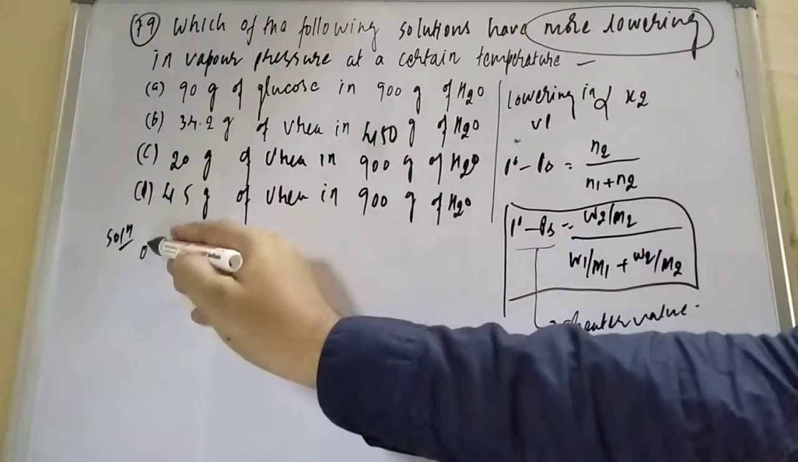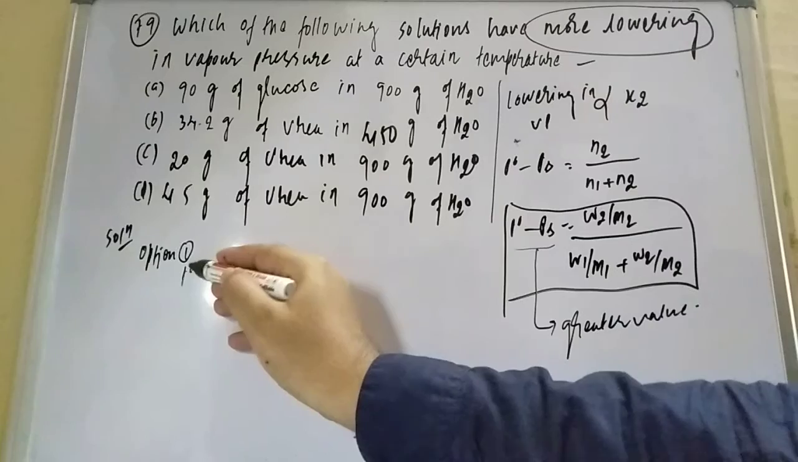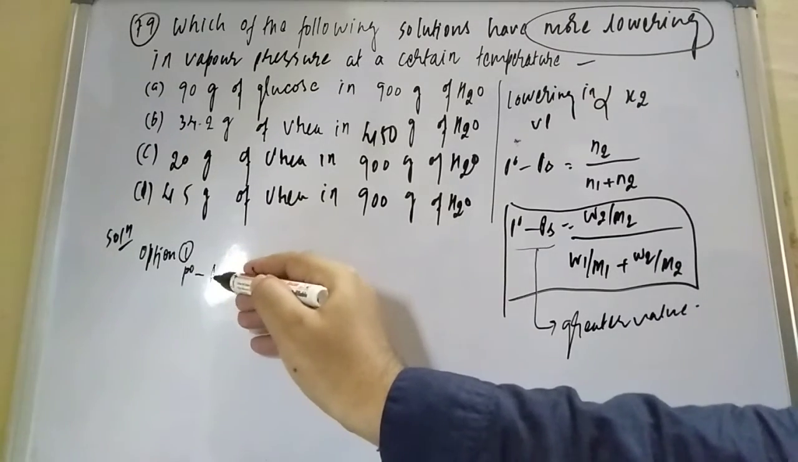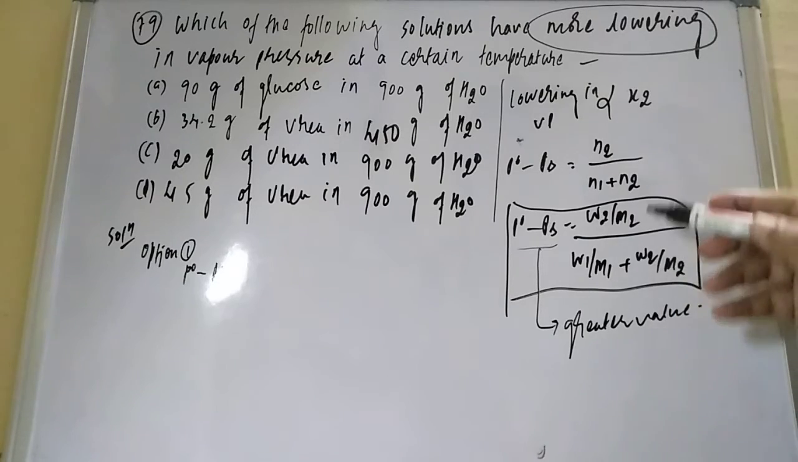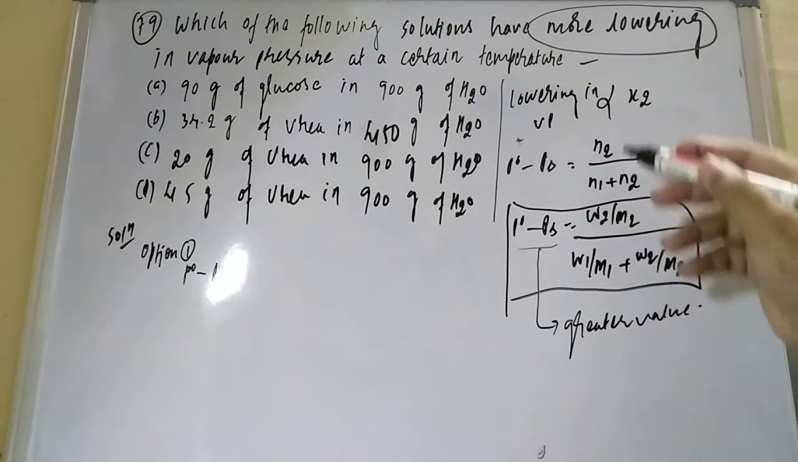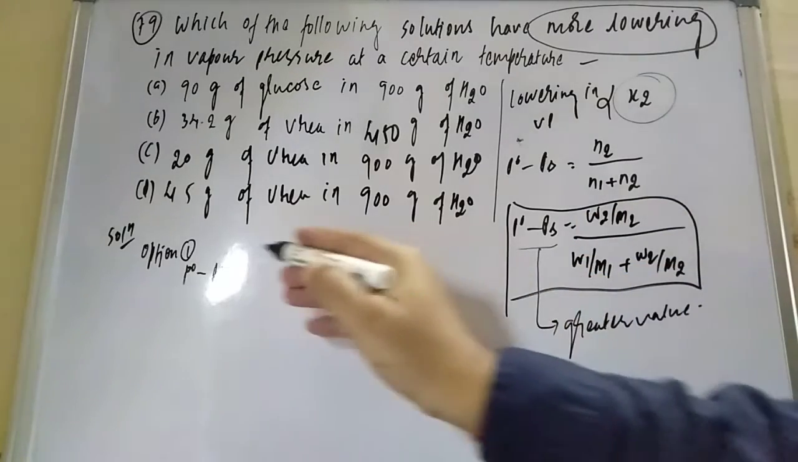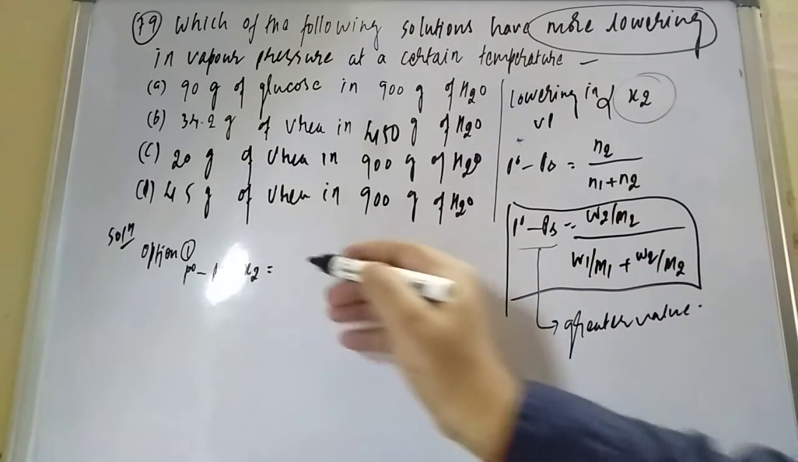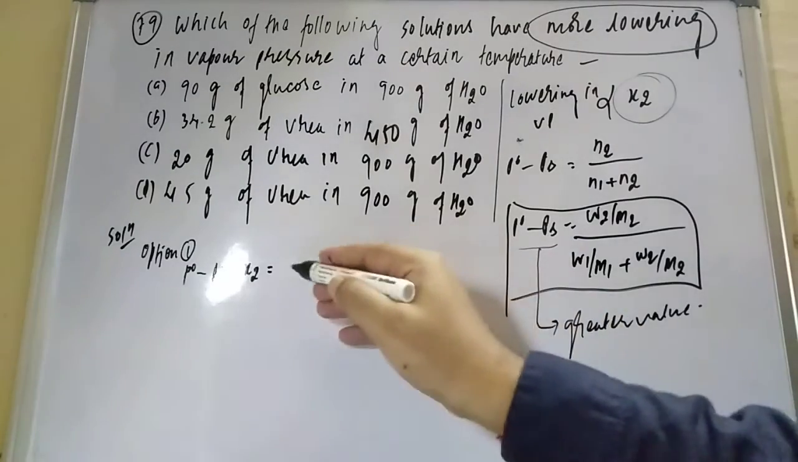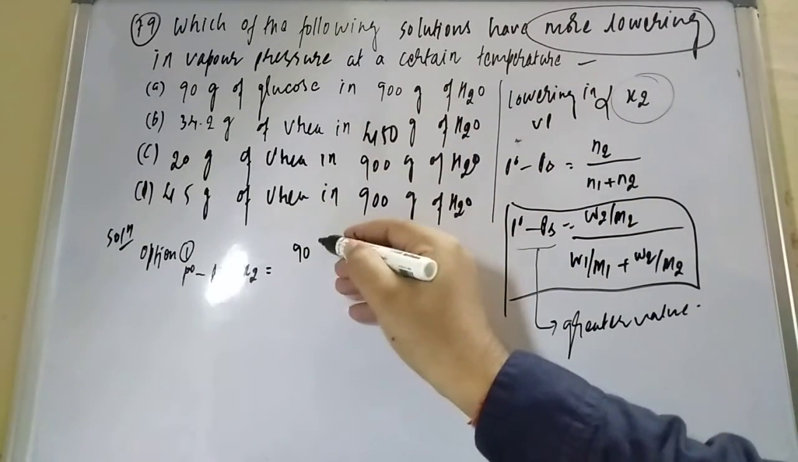So let us see option number 1. If you talk about option number 1, P naught minus PS equal to X2. So if you are calculating P naught minus PS, you have to calculate X2, then P naught minus PS will come. That is equal to X2, and if you talk about X2, W2 upon M2, the mass of solute means how much, 90 gram.